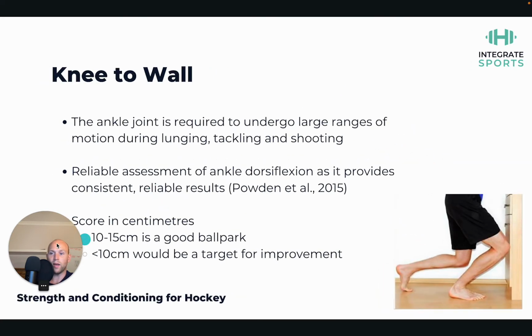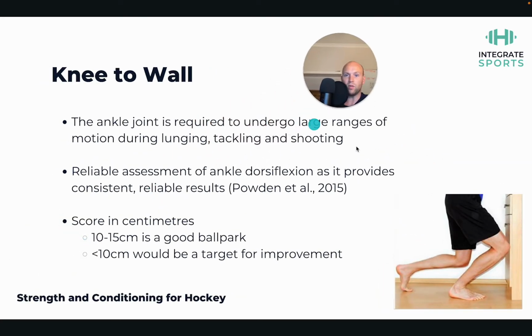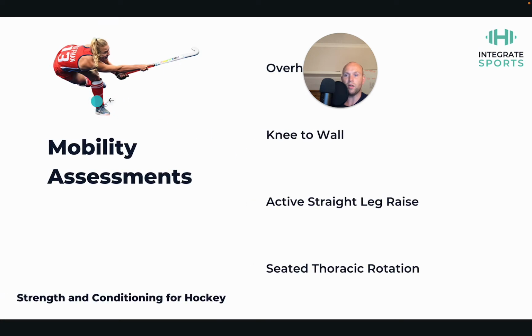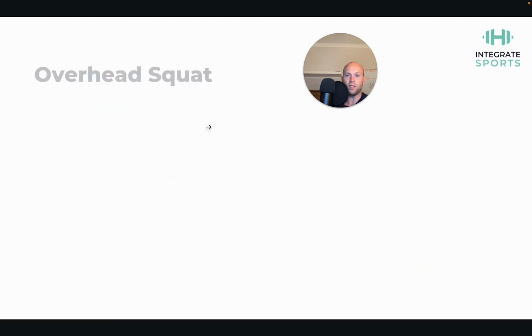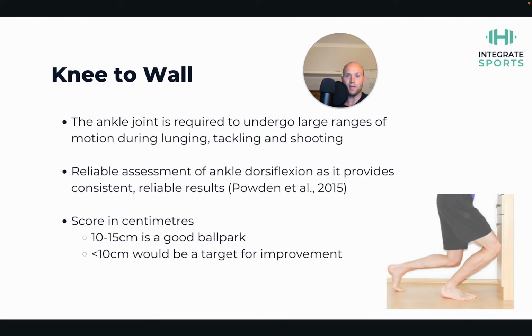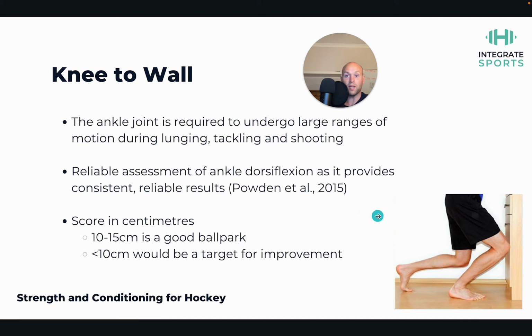We've then got, within the mobility section, the knee-to-wall test, and this is this test right here. The primary rationale here is that the ankle joint is required to undergo large ranges of motion during lunging, tackling, and shooting. So as you can imagine, in these sorts of positions, when you're in low down positions, if I just flick back quickly to this position, you can see during shooting and passing, the ankle is expected to go through quite large ranges of motion at high velocity. And so we need to be able to assess these things in isolation.